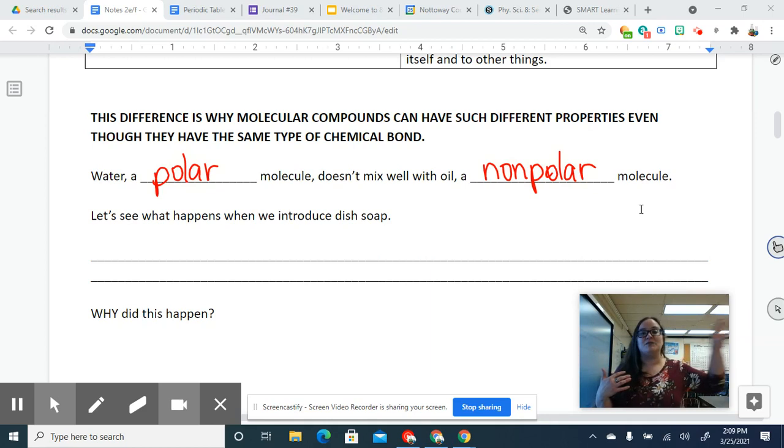The polar end bonds with the water. The non-polar end bonds with the oil and the dirt, and it brings it together into one molecule, which can then be rinsed away down the drain. And that's how you end up with clean clothes or clean hair or whatever.